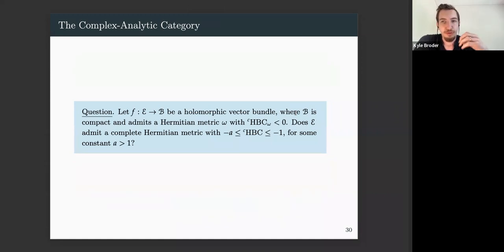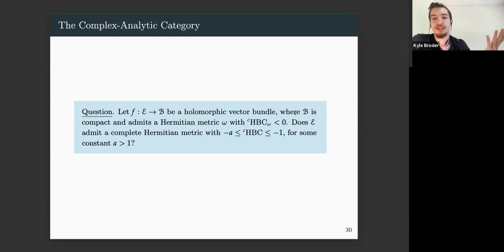So from the point of view of Anderson's theorem, which showed that the total space of a vector bundle over a negatively curved Riemannian manifold has a negatively pinched complete Riemannian metric, the corresponding formulation in the complex analytic category would be to look at a holomorphic vector bundle with the base admitting, let's say, a Hermitian metric with negative bisectional curvature, but you could take it to be Kähler. And one could ask whether the total space admits a complete Hermitian metric with negatively pinched bisectional curvature. This would be the complex analytic incarnation of Anderson's theorem.